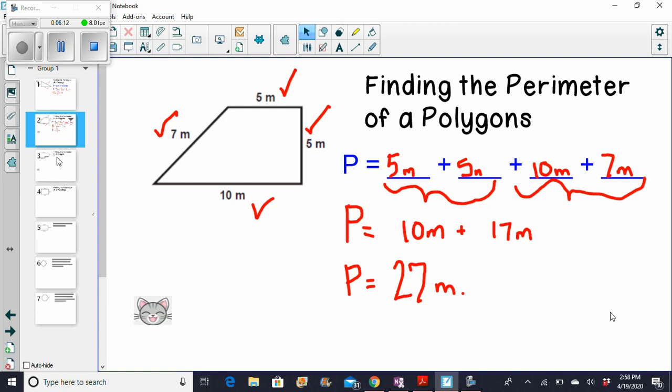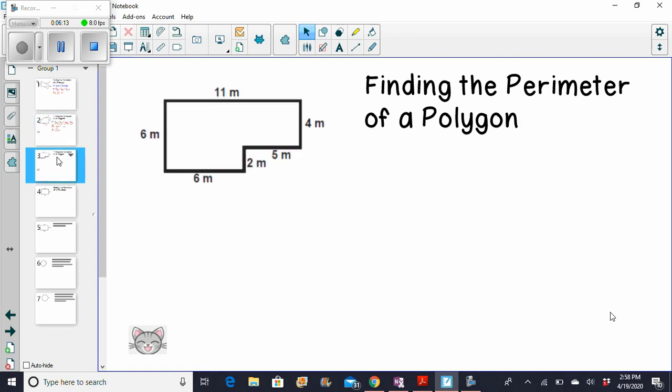Okay, moving on. Let's try something a little more challenging. This particular shape is definitely more complex when you take a look at it. This is a polygon that has 1, 2, 3, 4, 5, 6 different sides to it. So that means I'm going to be adding, you got it, 6 different numbers together. So 6 sides, 6 numbers.